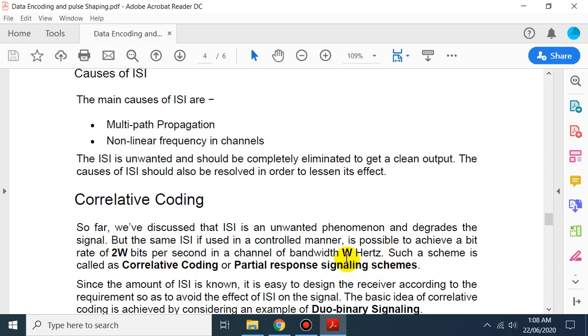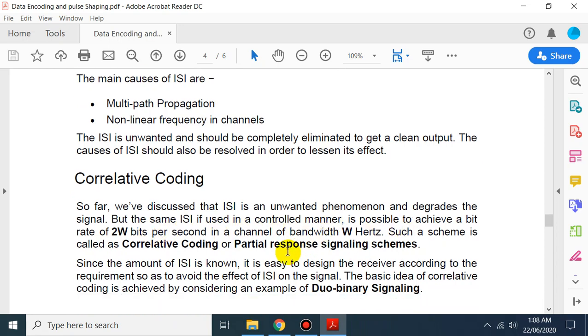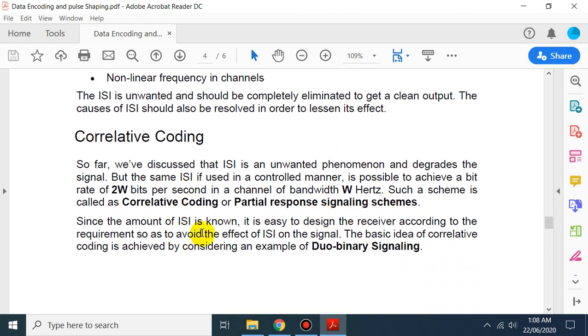For example, if we have a channel bandwidth of W hertz, we can send a signal at 2W bits per second. So using W hertz, we are converting this bandwidth using ISI to 2W bits per second. Such a scheme is called correlative coding or partial response signaling. Since the amount of ISI is known, it is easy to design the receiver according to the requirement so as to avoid the effect of ISI on the signal.